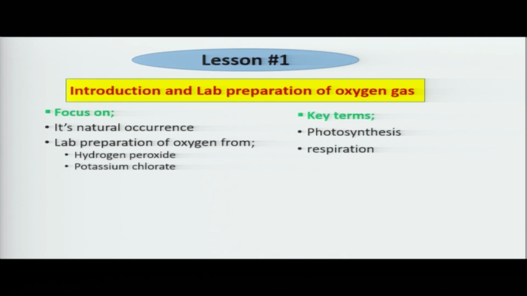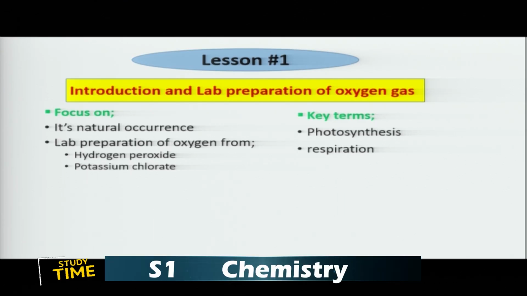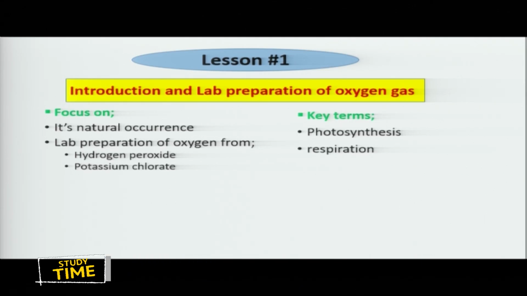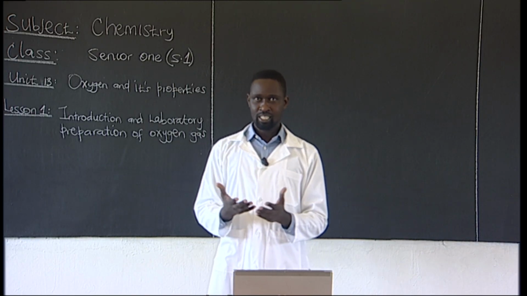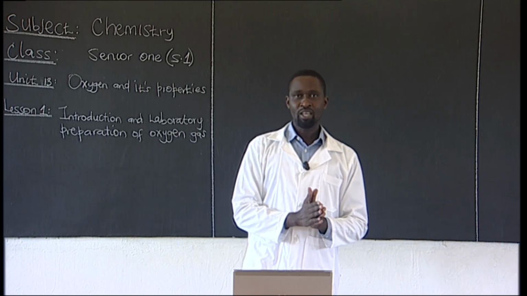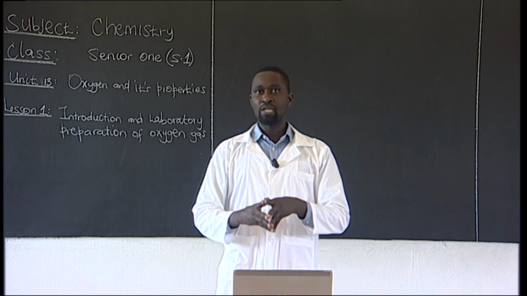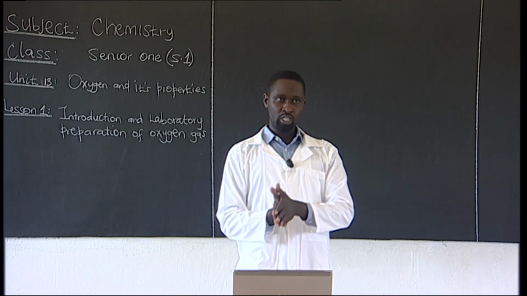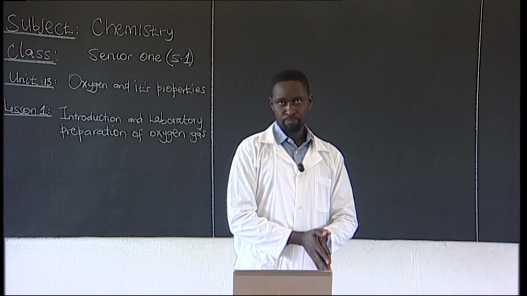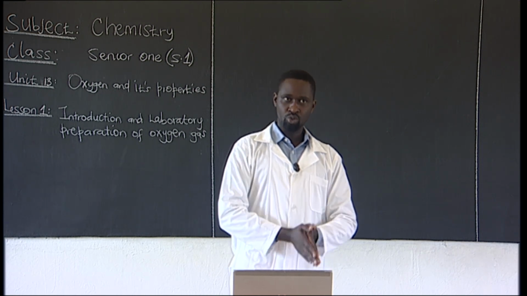So a quick highlight. In today's lesson, we are going to look at the natural occurrence of oxygen. Do we have oxygen naturally occurring, or is it artificially manufactured? If it is naturally occurring, in which form does it exist? So this is what we are going to be looking at. And what are those materials and methods that can be employed to prepare oxygen? So that is what we are going to look at.